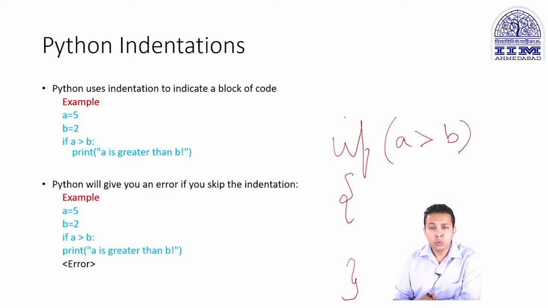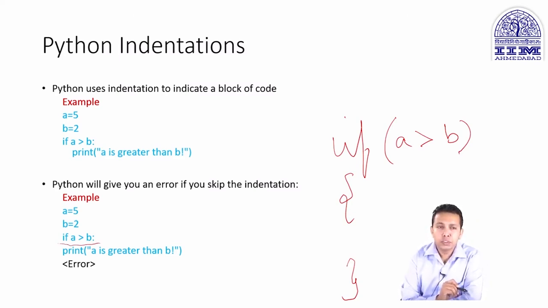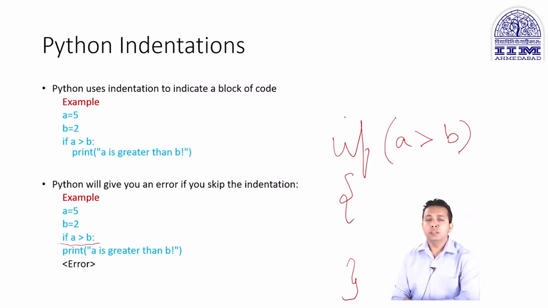If at all I do not give an indentation, as in this particular case, I have said if a is greater than b, and soon after this, without an indentation, I am saying print a is greater than b. Then the Python interpreter is going to show an error. So, Python forces you to write a proper indented code. In many of the other programming languages, indentation is done for readability. However, in Python, indentation is built in the syntax of the language itself.